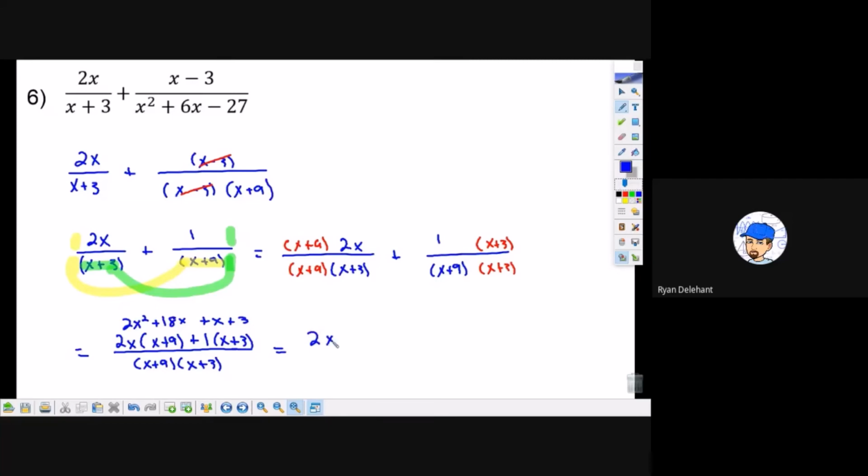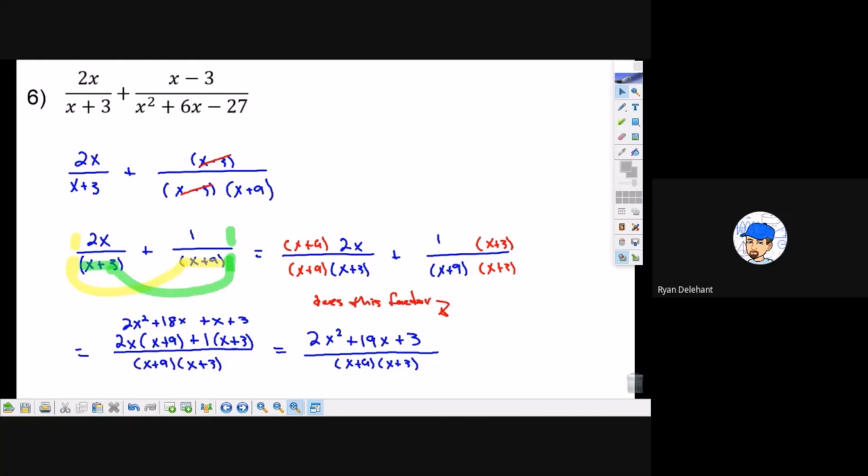So the top of this is really 2x squared plus 19x plus 3. And once you get here, you just need to look at the top and figure out, does this factor? So does the top factor? This is a quadratic, so we've got to look at the box. So we've got 2 times 3, which is 6.